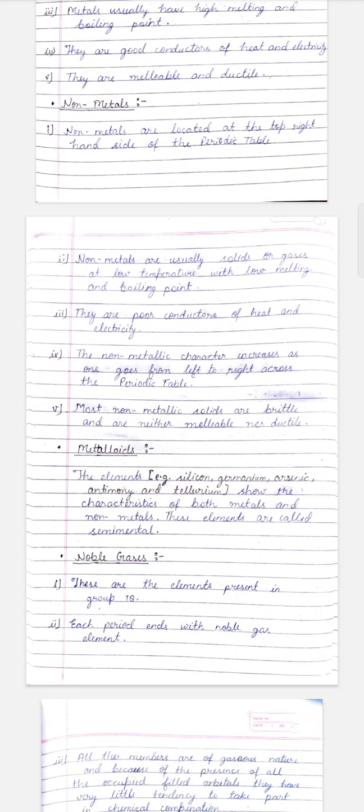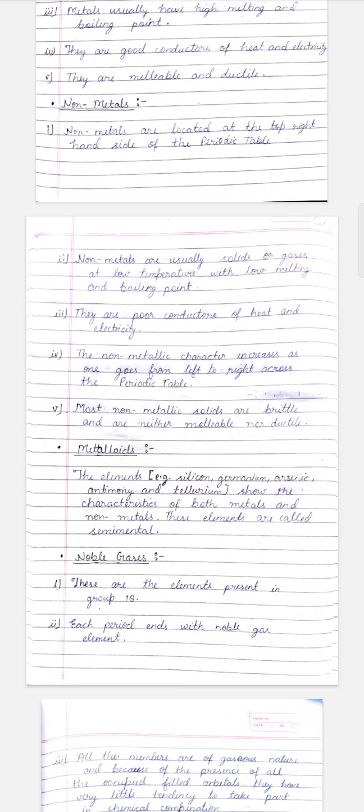Metalloids. The elements silicon, germanium, arsenic, antimony, and tellurium show the characteristics of both metals and non-metals. These elements are called semi-metals.